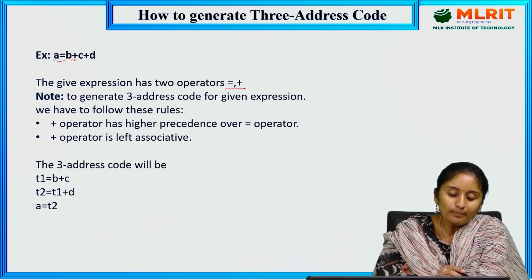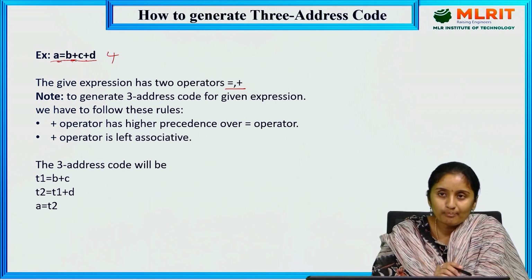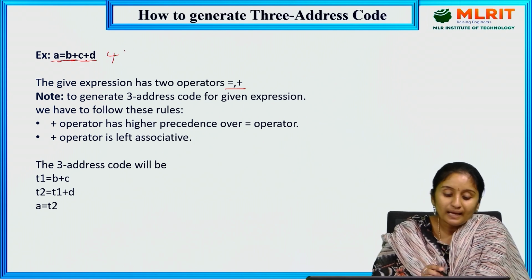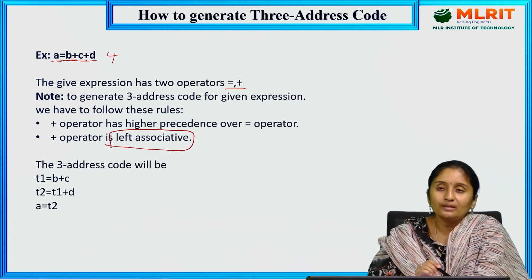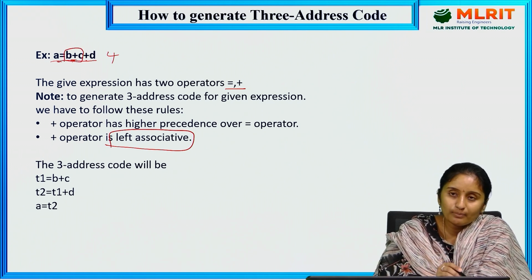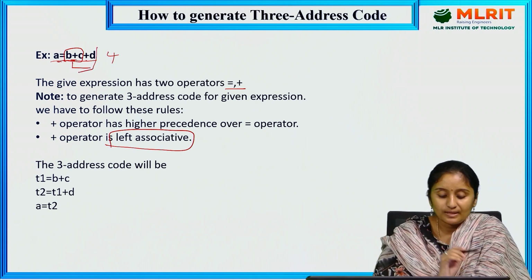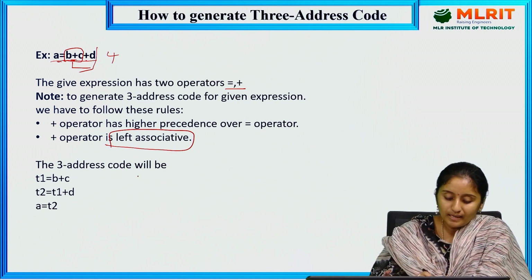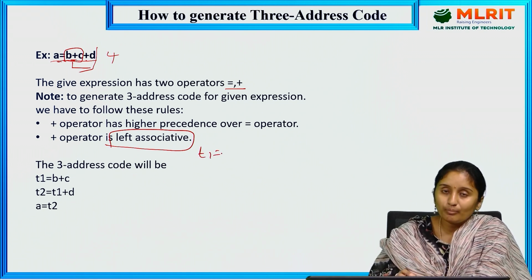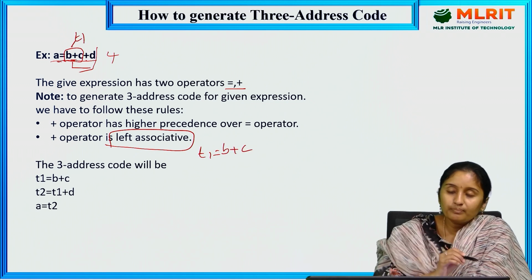Then here I have 4 operands in total. Here I have a plus operator and here also I have a plus operator. When both operators are of the same priority, which one should be evaluated? At that time we follow that the plus operator follows left associativity. Left associativity means first I need to evaluate B plus C and the result is added to D. So first B plus C, I am going to store in one temporary variable T1. Now T1 is holding B plus C.